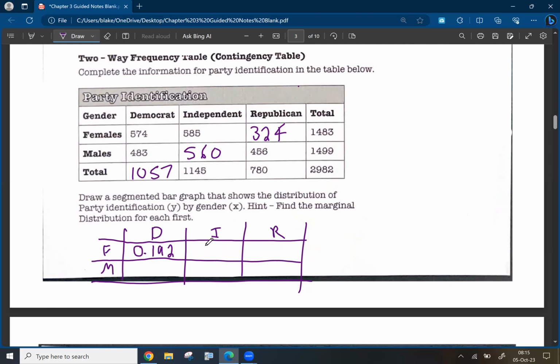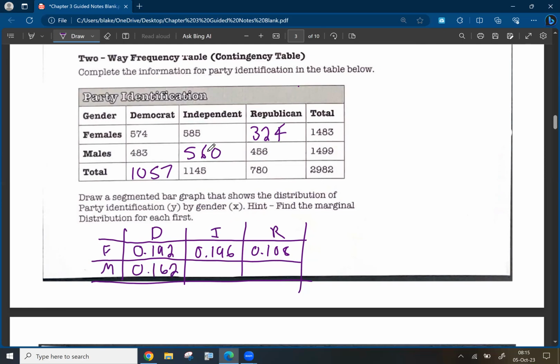So independent female, that is 585 out of 2982, which is 0.196. 324 out of 2982 is 0.108. And for male, we had 483 out of 2982, which would be 0.162.